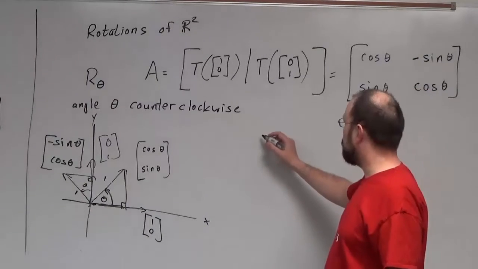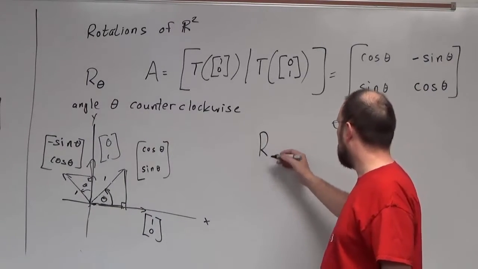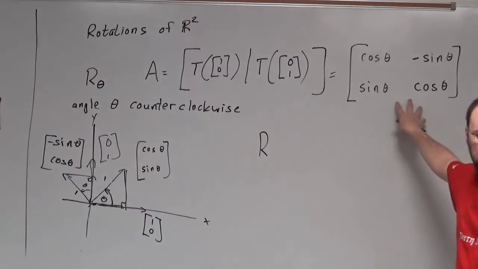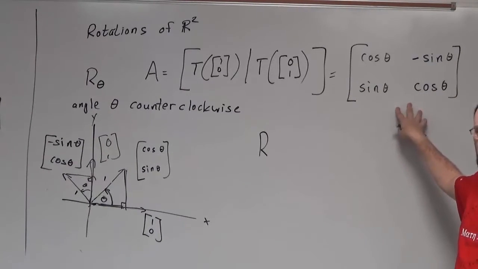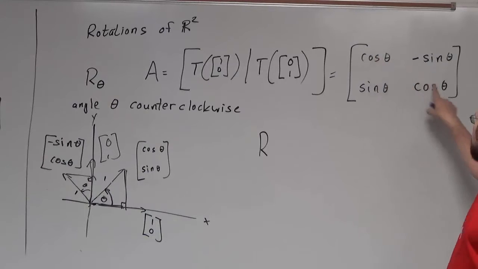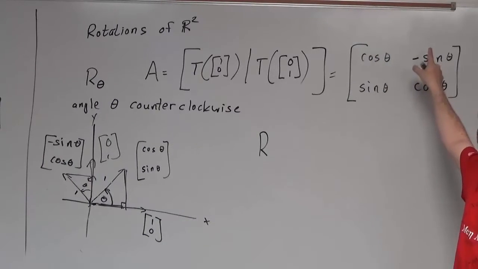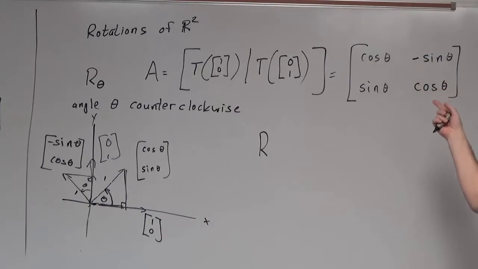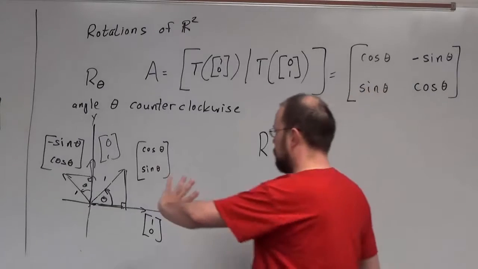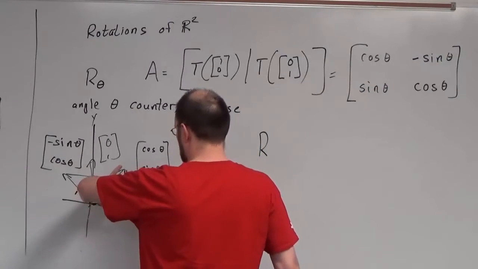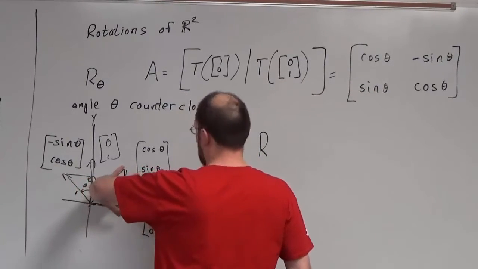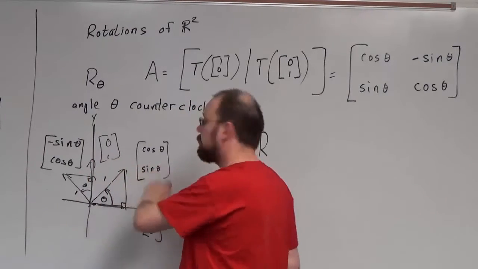So how would you then come up with, is this matrix invertible? Yeah, sure. What's the determinant? Cosine squared minus a negative sine squared. So cosine squared plus sine squared is 1. The determinant is not 0. This matrix is invertible. As you expected it to be, because the range of this transformation is all of R2.